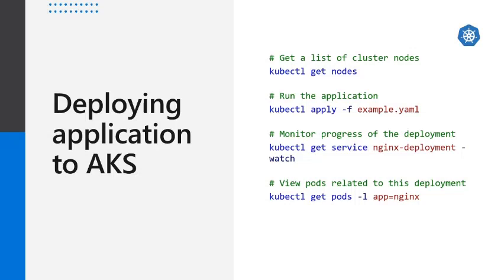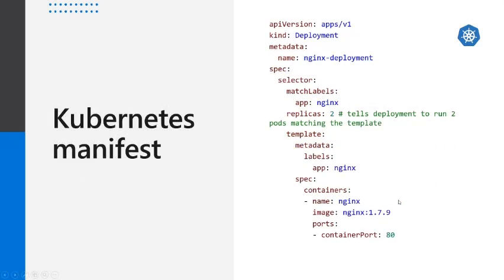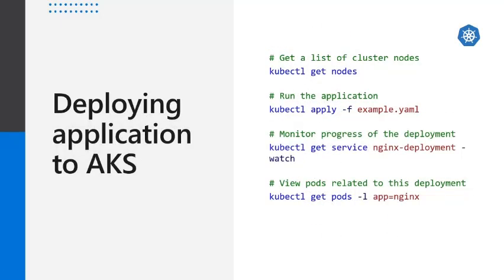And finally we use kubectl get pods, with the noun pods, to view the list of pods related to your deployment. So you say -l app=nginx. You simply filter with app equals nginx because we just said the app here is nginx. So I hope it's clear.